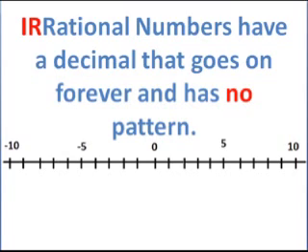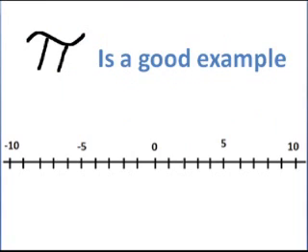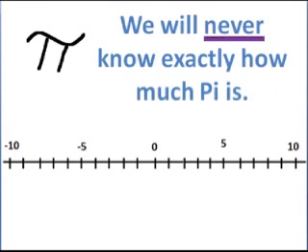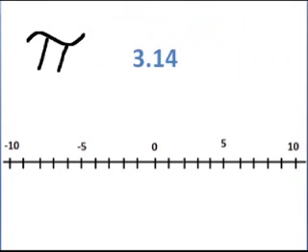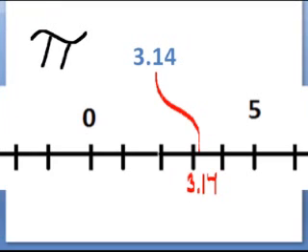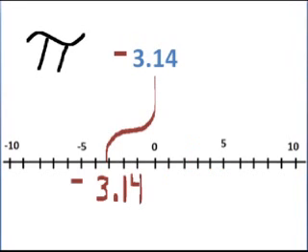Irrational numbers have a decimal that goes on forever and ever and has no pattern. Pi is a good example. We will never know exactly how much pi is. Correct to two decimal places, we often say that pi is 3.14, but that's only approximately, and it would live there on the number line. And if we take a little closer look there, and if we add negative 3.14, it would be there on the number line.